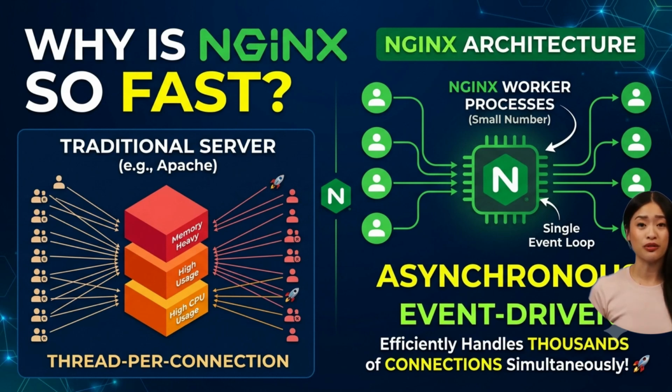Why is Nginx so fast? Traditional web servers often create one thread or process for each client connection. As traffic increases, this consumes a lot of memory and CPU. Nginx uses an event-driven, asynchronous architecture. Instead of creating thousands of threads, a small number of worker processes can handle thousands of simultaneous connections. This makes Nginx extremely efficient and one of the reasons it's trusted by high-traffic websites.